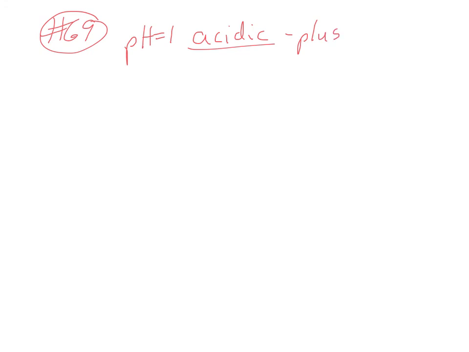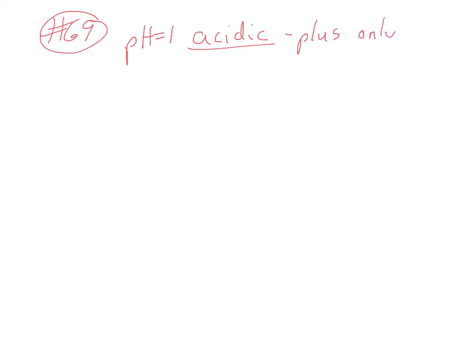Number 69 is asking us, what is the predominant form of the amino acid serine at pH 1? So pH is 1, and they want to know the predominant form. You don't need to know what serine is; they're not asking that. But at pH 1, what do you know about pH 1? What does that mean? Acidic. And if something's acidic, what kind of charges are going to be around?